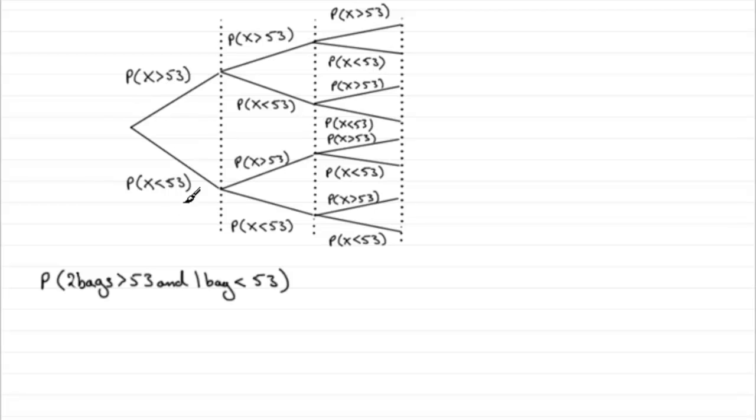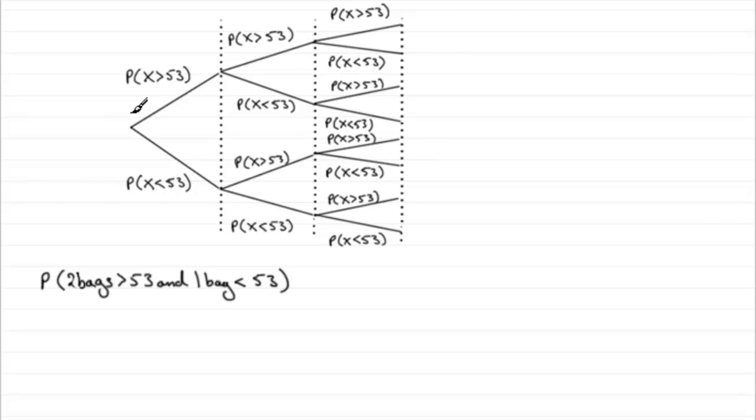So I've got the 3 bags, okay, and the first bag can either contain more than 53 kilograms or less than 53 kilograms. And then we look at the second bag, and again it can contain more than 53 or less than 53. More than 53, less than 53, and so on. And the same applies for the third bag.